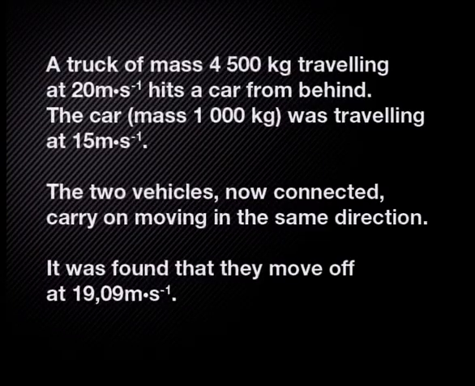Now for this lesson's task. We'll continue the task from the previous lesson looking at kinetic energy. A truck with a mass of 4,500 kilograms traveling at 20 meters per second hits a car from behind. The car with a mass of 1,000 kilograms was traveling at 15 meters per second. The two vehicles now connected carry on moving in the same direction.